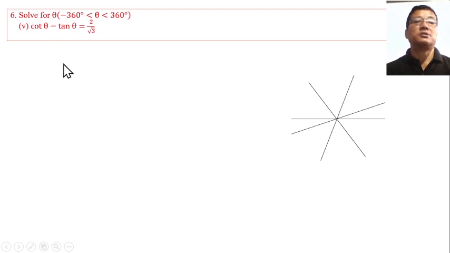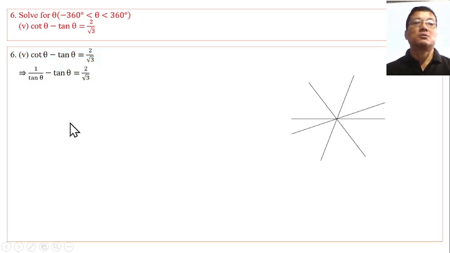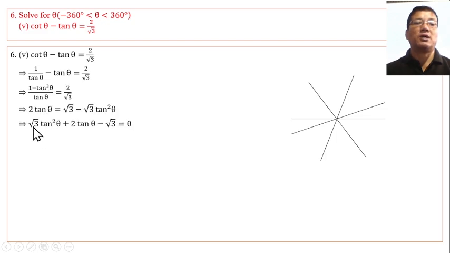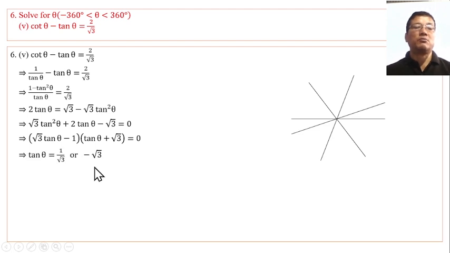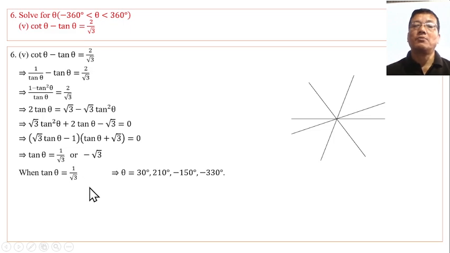Then cos theta minus tan theta equal to 2 by root 3. Sin by cos to tan theta, now 1 by tan theta, quadratic equation in tan theta. Tan theta is 1 by root 3, tan is positive, which quadrant? Another quadrant, positive, the third quadrant.